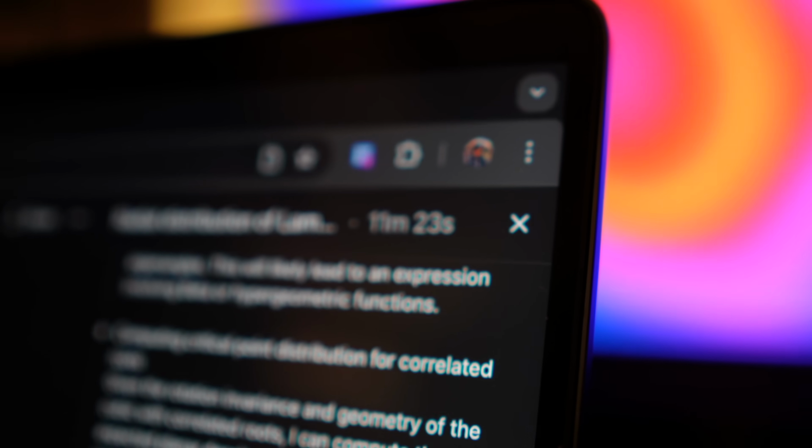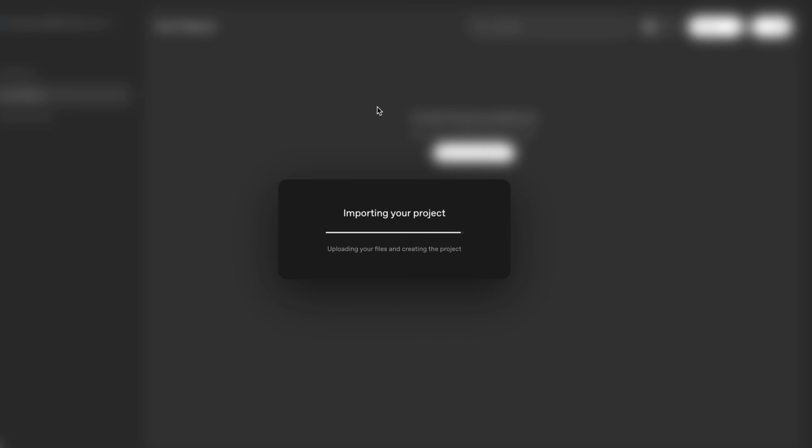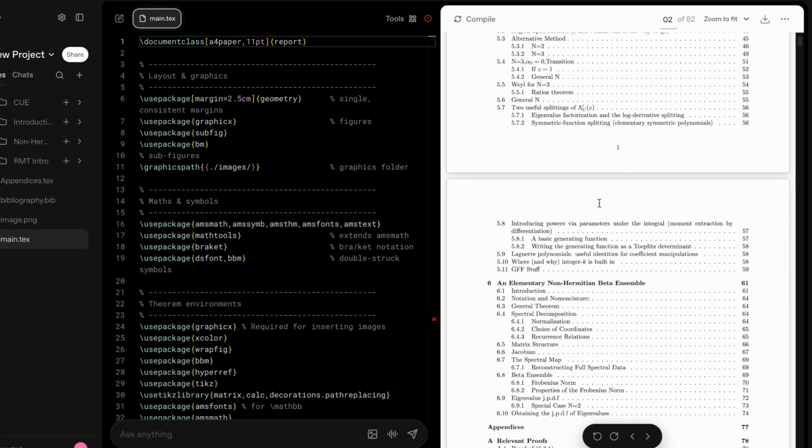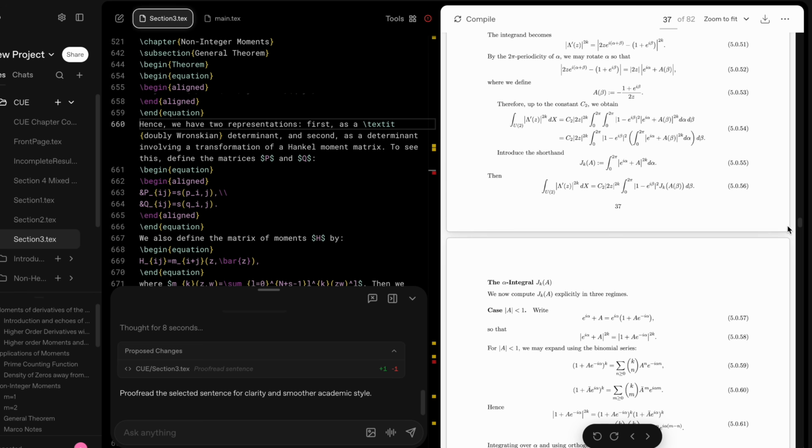Although Overleaf does include some AI tools, it's not something that I've actually ended up using myself, and in any case I don't think it's as well implemented as what OpenAI are suggesting that Prism offers. So we're importing this project and we're going to see how it runs compared to Overleaf. Here we are, so these are all of the different things that I've worked on. Okay, so it runs pretty well.